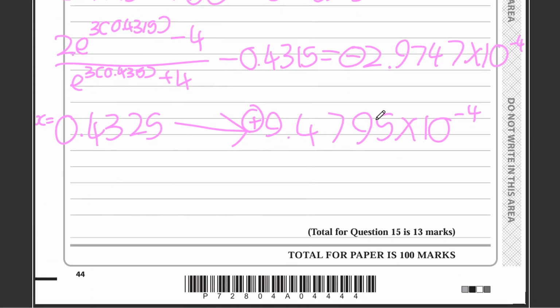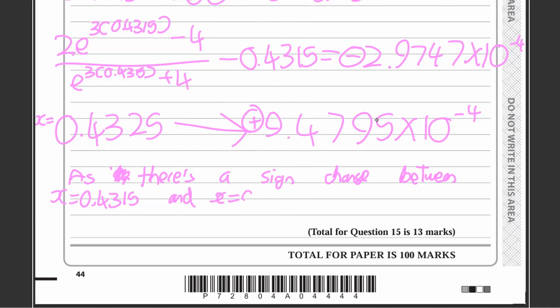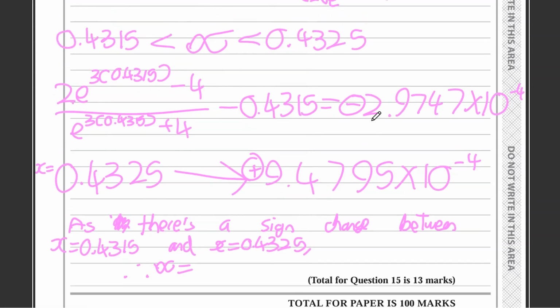So what we can do is say, as there's a sign change between x is equal to 0.4315 and x is equal to 0.4325, therefore alpha is equal to 0.432 to 3 decimal places, and this here would get you the marks.